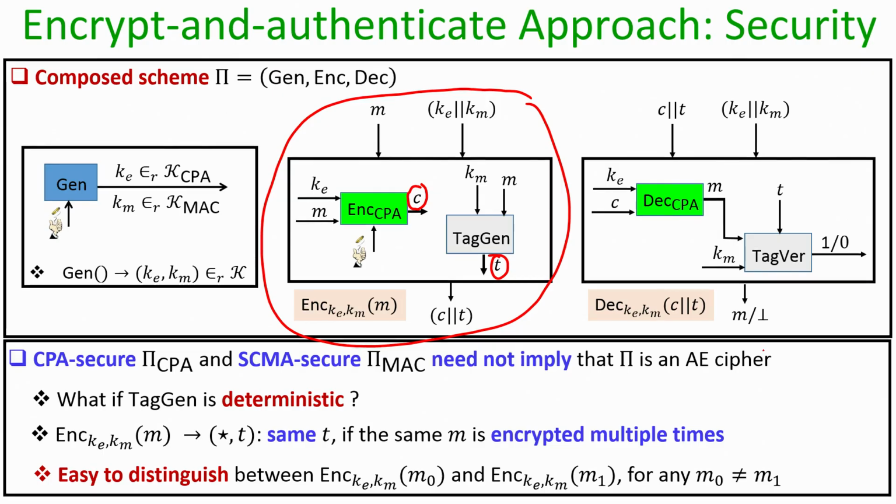It is not necessarily guaranteed that the composed scheme will always be an authenticated encryption cipher. It depends upon your underlying instantiation of the MAC, whether it is deterministic or not deterministic, and that is why this approach is not generally recommended, because we are interested in an approach which always leads to an authenticated encryption cipher, irrespective of the instantiation of the underlying CPA gadget and the underlying MAC gadget.